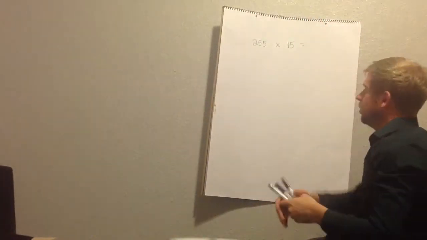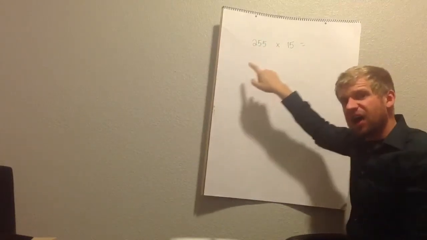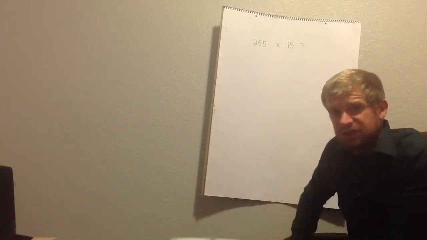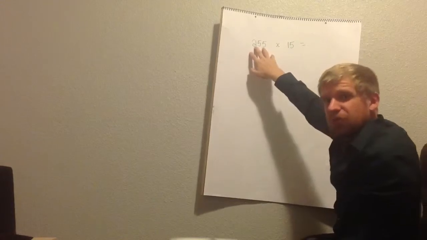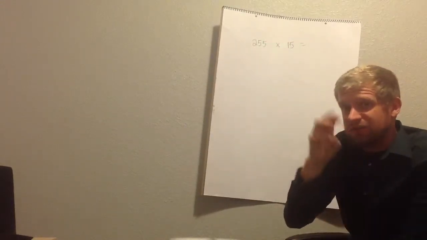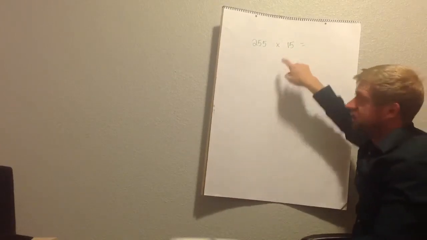So we have the problem 255. Yes, 255 times 15. As you can see, we have a triple digit right here. This number is a triple digit. There are three numbers in it, 1, 2, and 3. So 255 is a triple digit times a double digit number, which is 15.